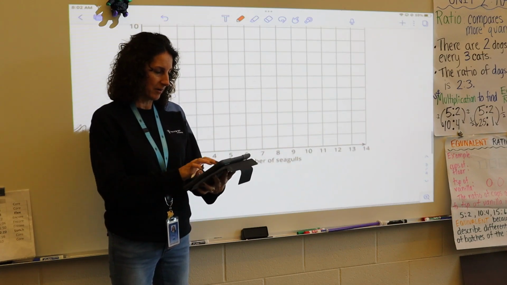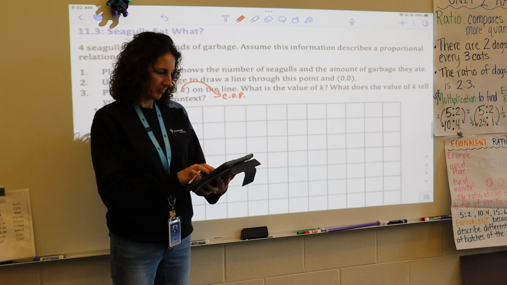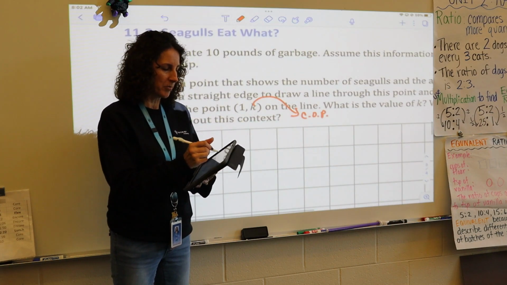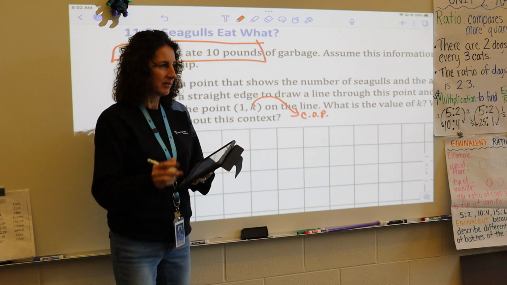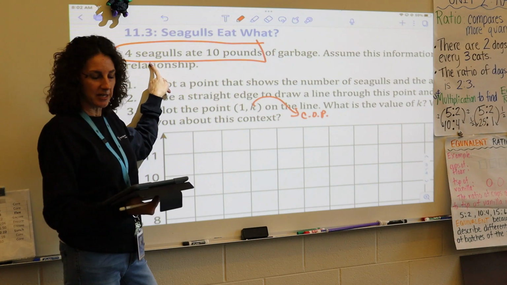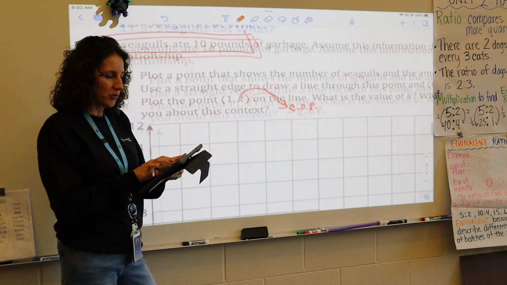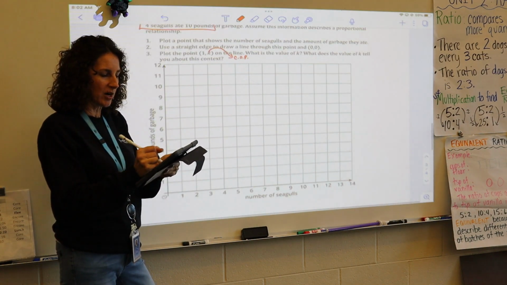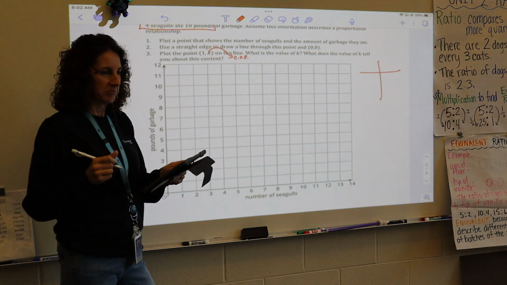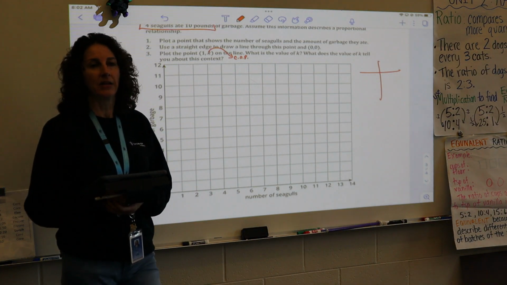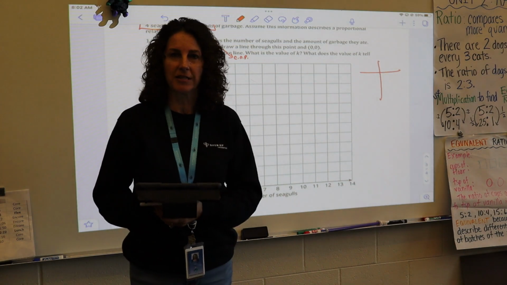Okay, let's see what we have here. Don't say anything out loud, please. Remember, you're using this information. Quiet think time first. 4 seagulls eating 10 pounds of garbage. If you need to plot or make a quick T-chart for yourself, you could. Or you can just start plotting these on the graph. Go ahead and read the directions. Quiet think time first.